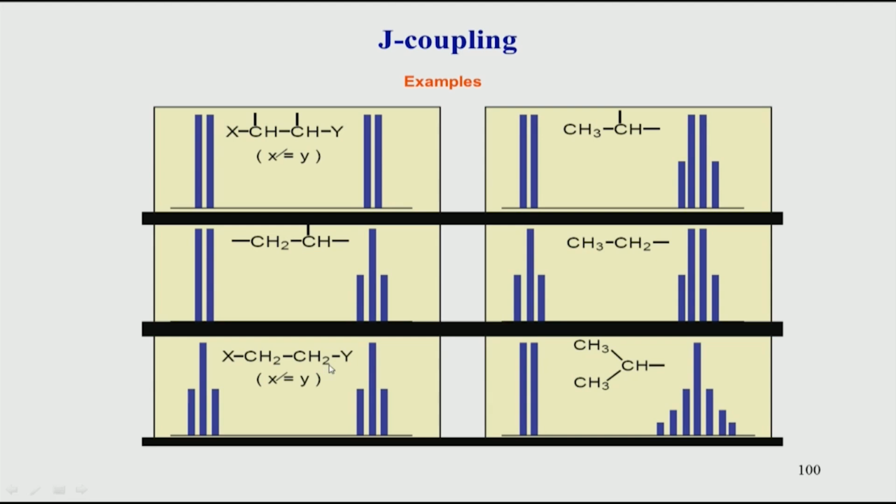Now, we can extend this idea to the scenario here. Here you can see both are CH2 CH2. So, they will get split by each other into 3 peaks, because n plus 1 is 2 plus 1, which is 3. So, both the CH2s now will show a triplet each.